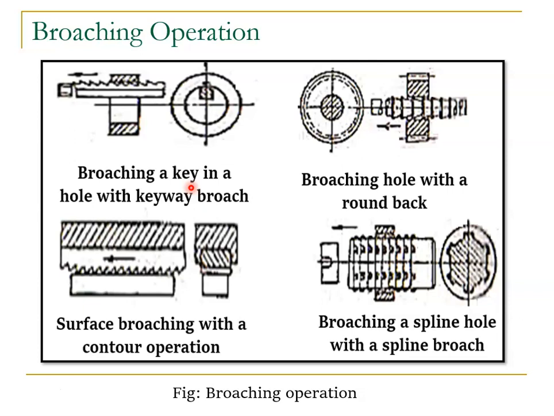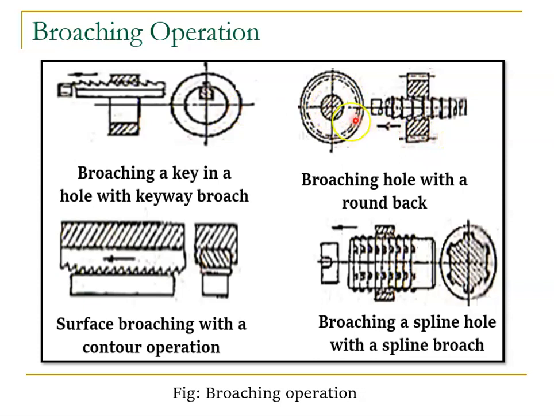Generally we do 4 processes. One is keyway: broaching a key in a hole with the keyway broach. So this is our circular shaft with an internal hole. If I want to remove metal like this, in a keyway shape, I can use broaching. So keyway, broaching a key in a hole with a keyway broach.